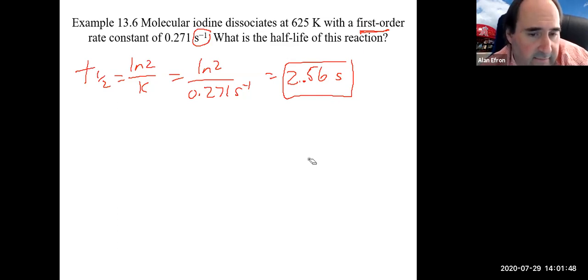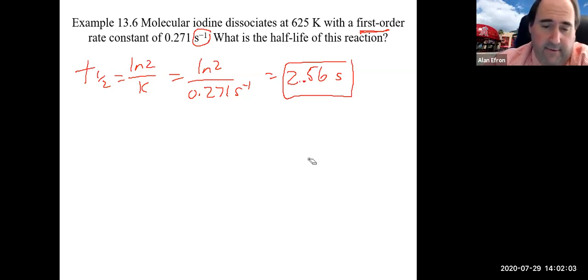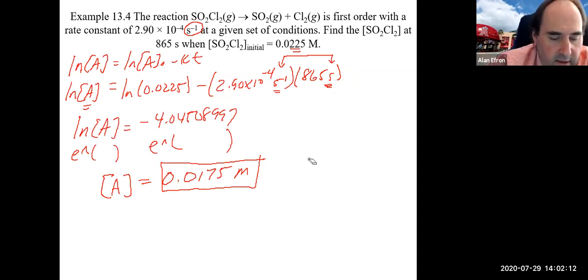2.56, which is a super quick half-life, right? That means every 2.5 seconds, half of whatever you had there is now gone. So that's a very, very fast half-life. In a minute, probably most of it will be gone. Any questions on first order?